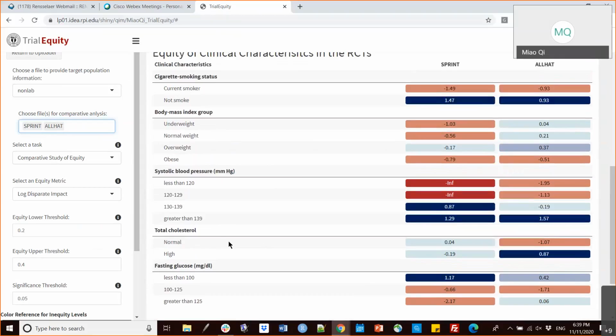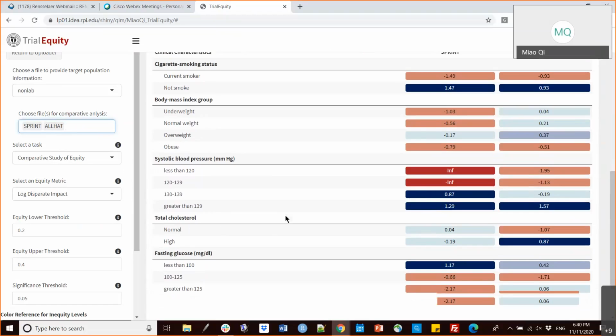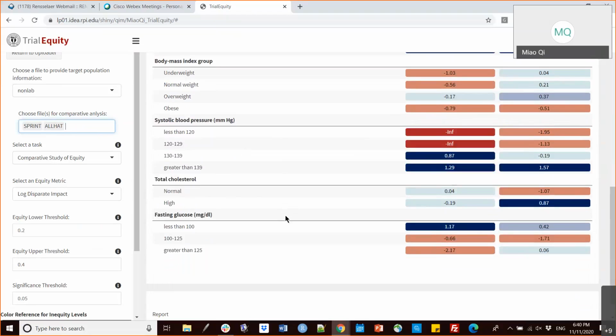When they do the recruitment, for example, for the SPRINT, they actually make it equitable regarding the total cholesterol, which is related to hypertension. But in the summary, when you see the multivariate analysis, when you add other patient characteristics in addition to the total cholesterol, it becomes inequitable for some groups. So usually the studies only care about one level of characteristics.